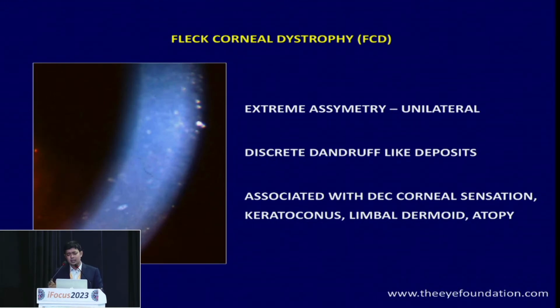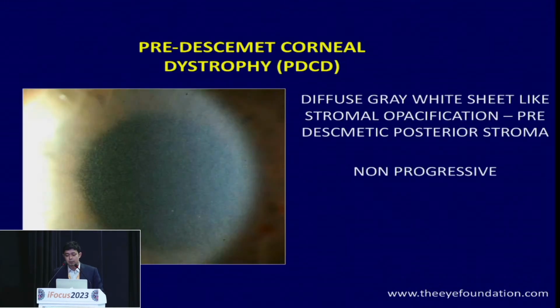Fleck dystrophy, again more for academic interest. It's usually asymmetric, very unilateral, and you have these fleck-like, dandruff-like deposits in the cornea, and is usually an incidental finding, and the patients don't have any complaints whatsoever.